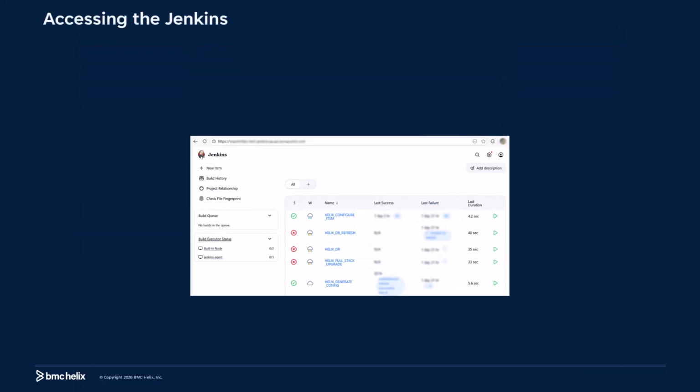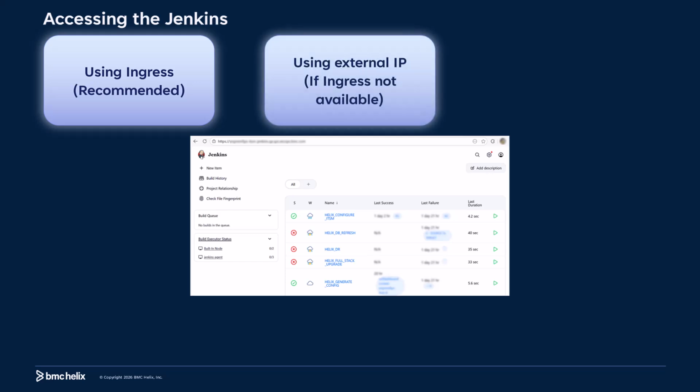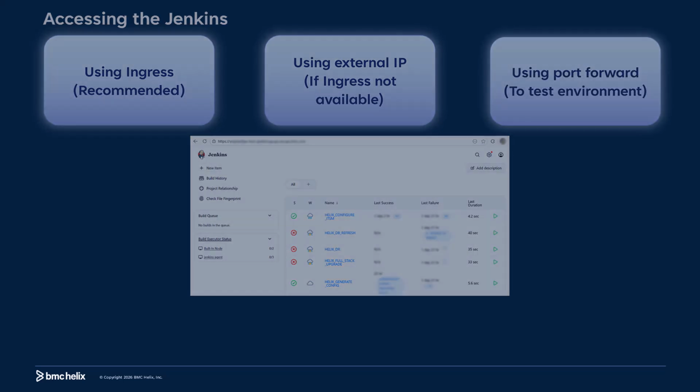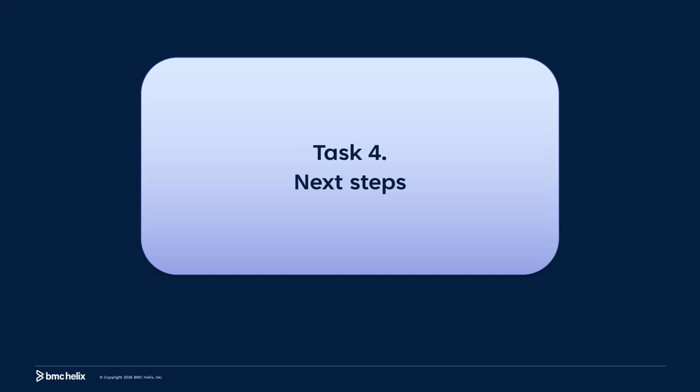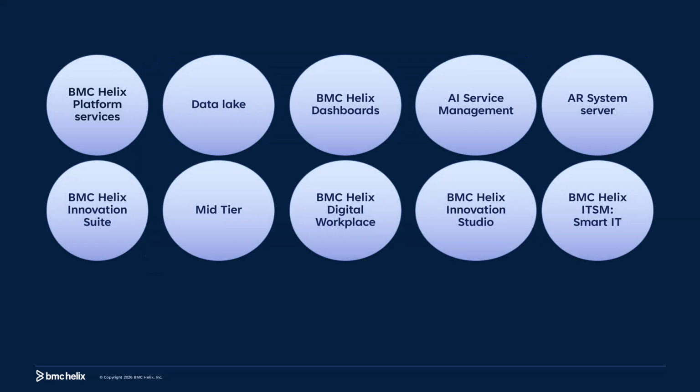Basically, there are 3 ways to access the UI. For any production environment, use ingress. That's the recommended way. If ingress is unavailable for any reason, use the external IP. If you just want to test the environment, use port forwarding. After the validation is successful, your deployment engine setup is complete and ready to deploy BMC Helix Service Management applications.